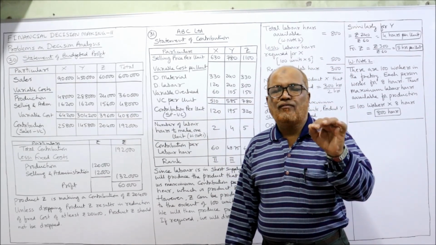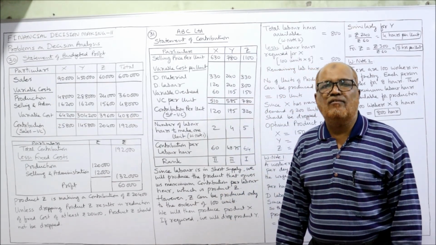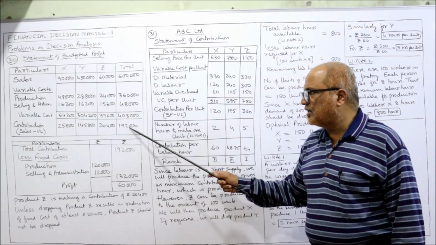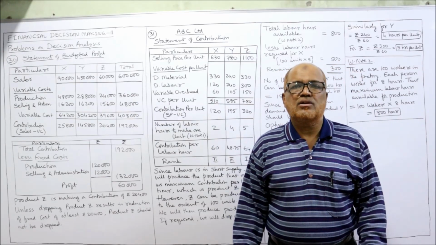And you know, from total contribution, if you deduct the fixed cost, we will get the final profit. So here total contribution 1,92,000, we got it. From this we deduct the fixed cost.